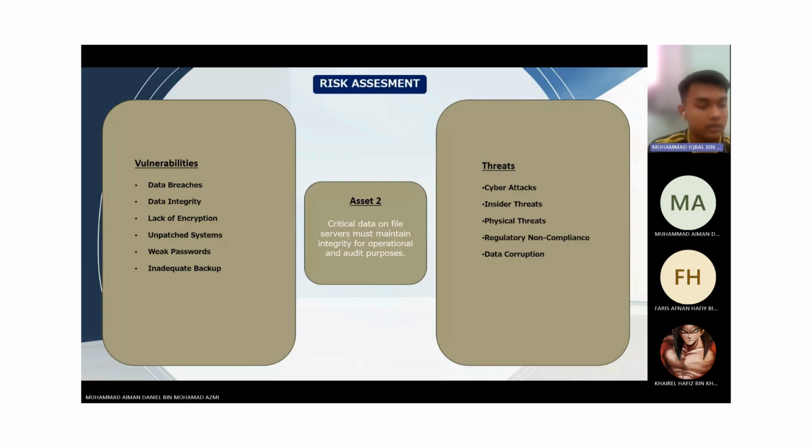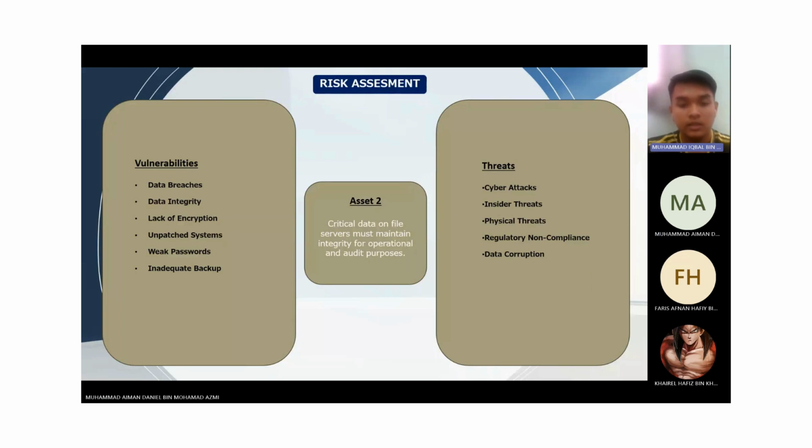Lastly is inadequate backup, which is insufficient backup processes that can result in permanent data loss in case of a ransomware attack or hardware failure. Then we look at the threats. The first one is cyber attacks. Hackers targeting sensitive data through phishing, malware, or direct attacks on the network.